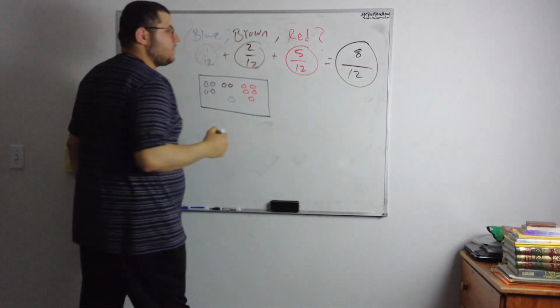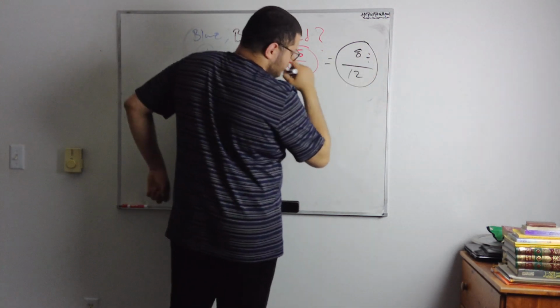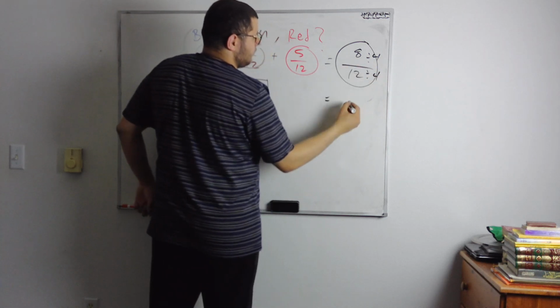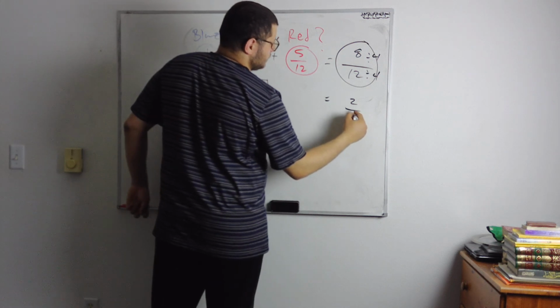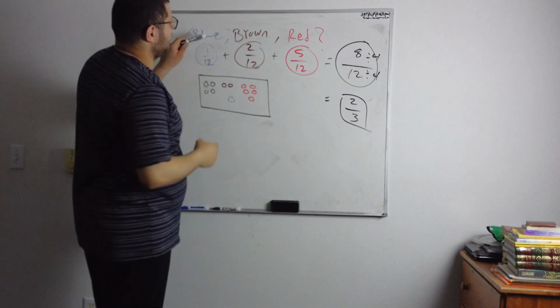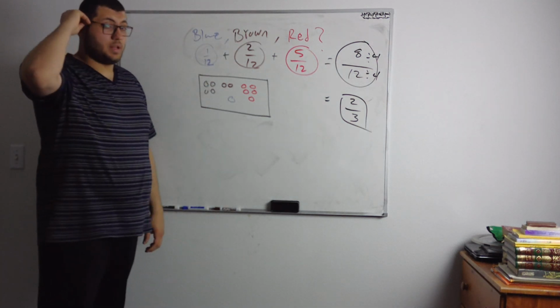Again, if you can simplify, awesome. If you cannot, it's okay. Here, we're going to divide each side by 4. 8 divided by 4 is 2. 12 divided by 4 is 3. 2 out of 3 is the probability of getting a blue, brown, or red.